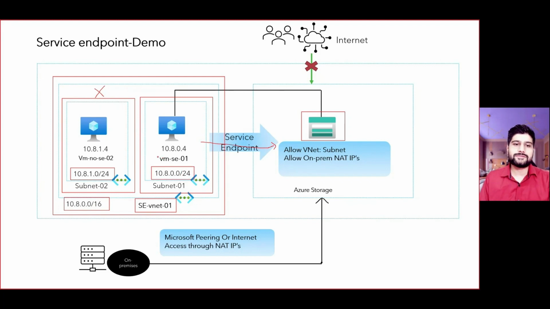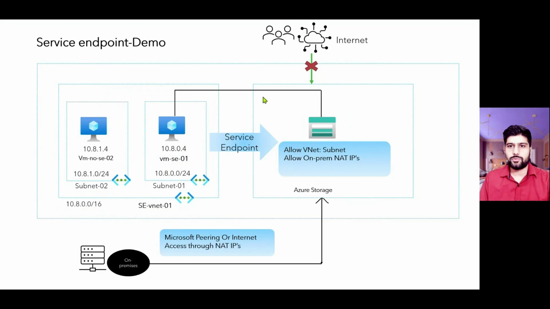And we have two VMs deployed. One VM is called VM SC01 and the other VM is called VM NOSC02. Very creative names, as you can see. So you have two VMs deployed in two different subnets, and they are assigned the first private IP assigned to these VMs. Okay. Now, in order for you to see this, I'll just switch over to Azure portal.